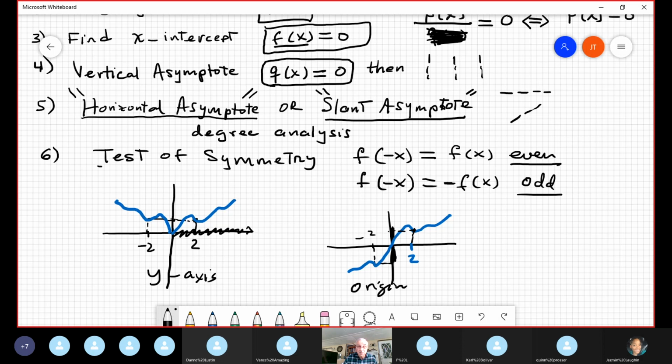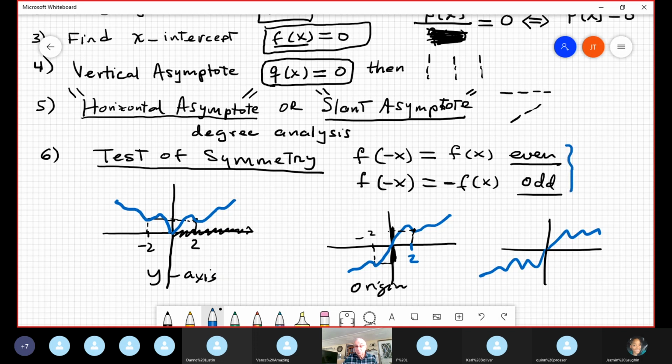Otherwise, no symmetry. See, the test of symmetry failed. Okay, unfortunately, you need to take the graph of the positive part completely different to the negative part. Okay, but you spend 2 seconds and you save time. Only 2 seconds. Okay, now.